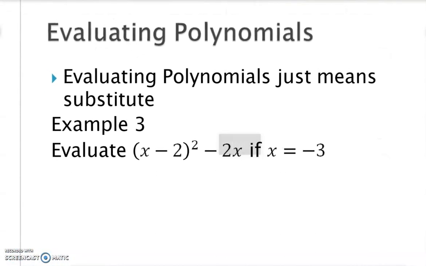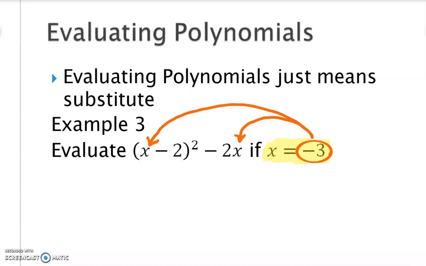Evaluating polynomials just means to substitute. So we are given a polynomial here, x minus 2 squared, minus 2x, if x equals negative 3. So they're saying x is equal to negative 3. What that means is we're going to take negative 3 and substitute it into the expression everywhere we see x. That's called evaluating. So let's do that by showing our substitution. Negative 3 minus 2, it's taking the place of x, squared, minus 2 times negative 3.